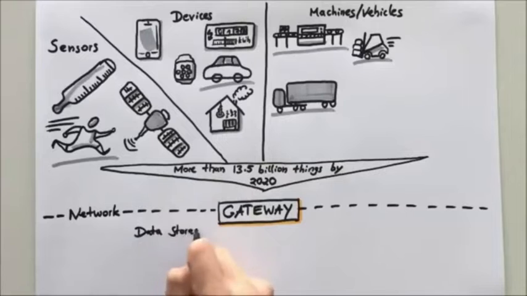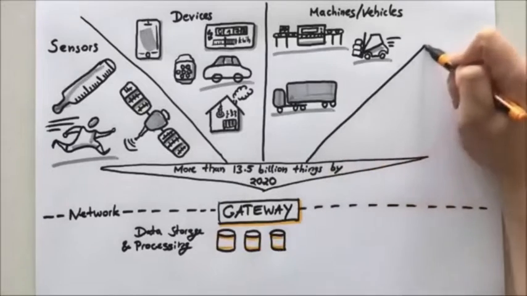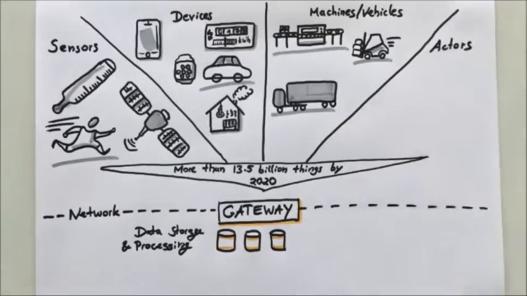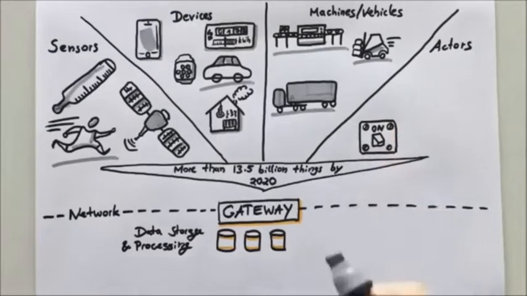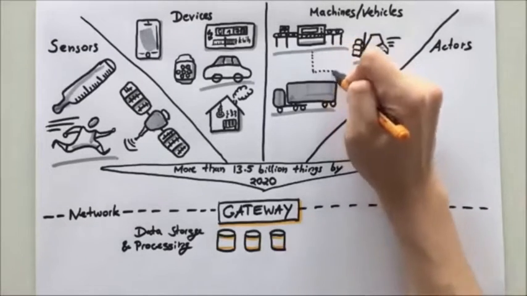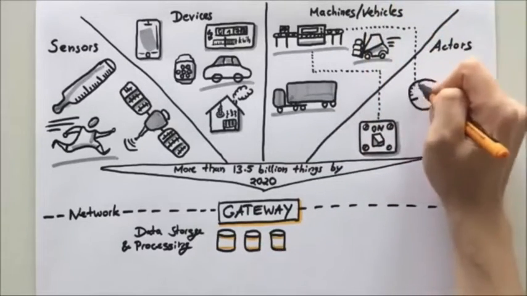Besides the sensors, the network and the data storage, another topic of interest is the actors. An actor performs an action such as switching and regulating a machine or opening a valve. But how do these actors know when to do what?